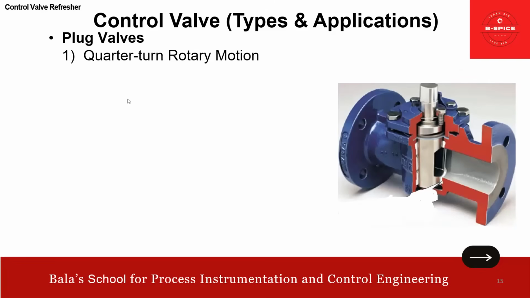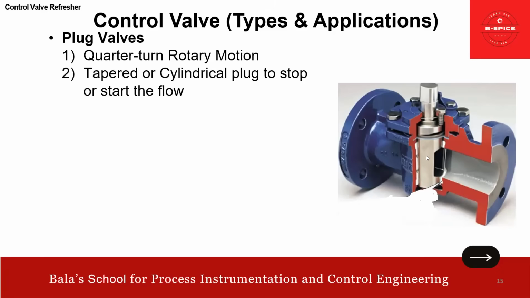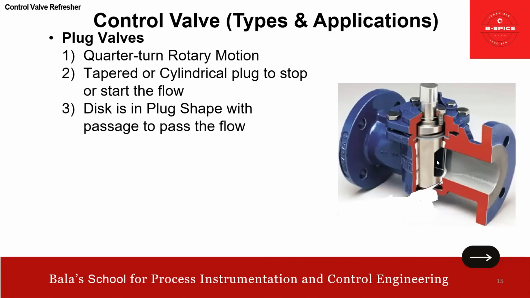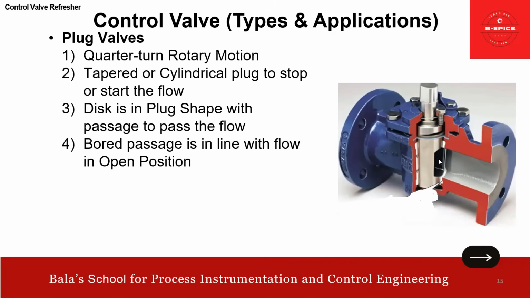The plug valve is a quarter turn rotary motion. You can see here the plug; every quarter it turns, it's a rotary motion. Basically, the plug is tapered or cylindrical to stop or start the flow. The disc is in a plug shape with a passage to pass the flow. The bore passage is in line with the flow in the open position.